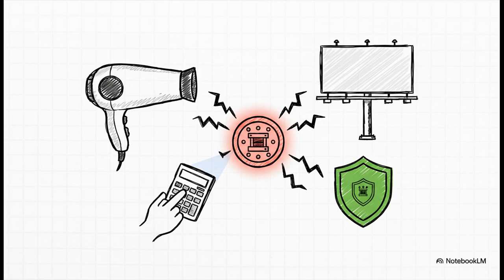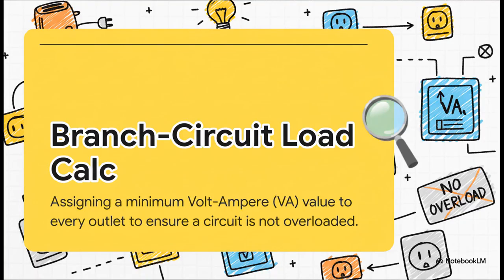And the code is really clear about this. That load isn't just a suggestion, it's a value that you have to calculate. Why? To prevent overloading circuits, which, as we know, is a leading cause of electrical fires. It all comes back to safety. And that leads us right to our main topic, branch circuit load calculation.